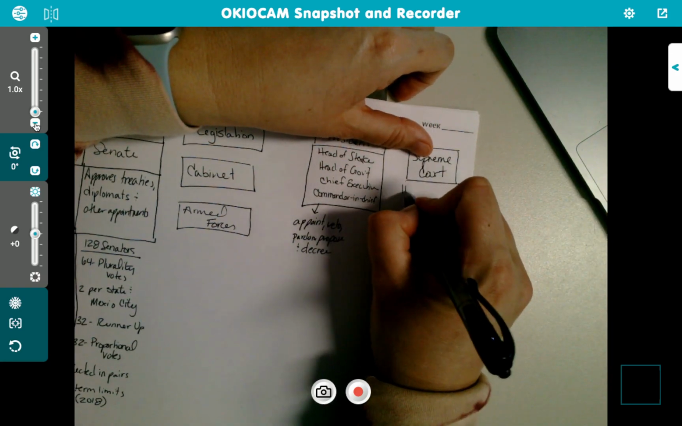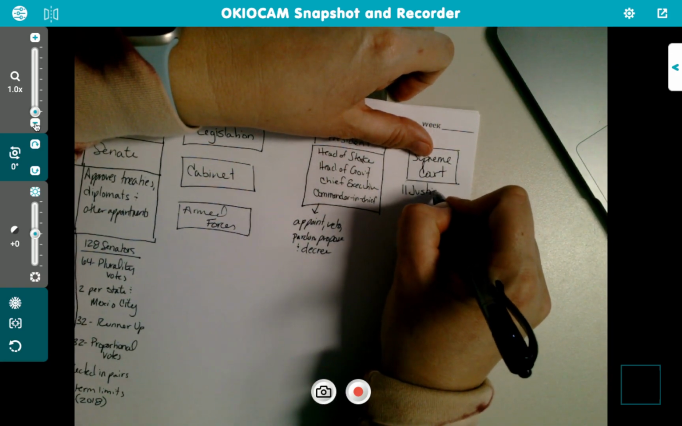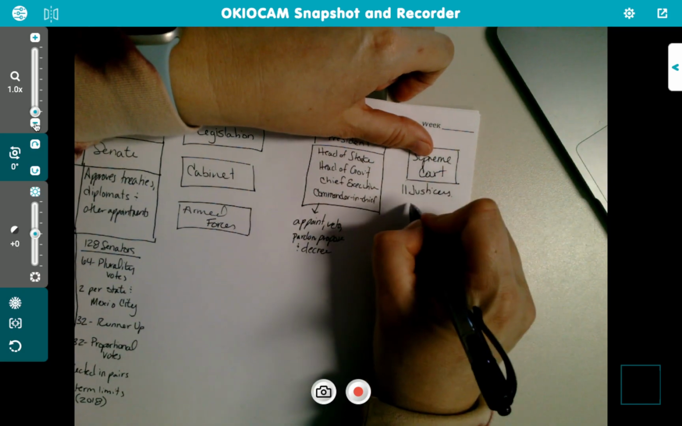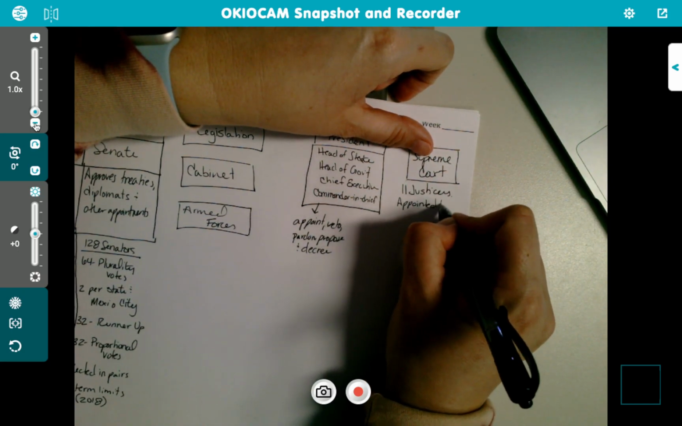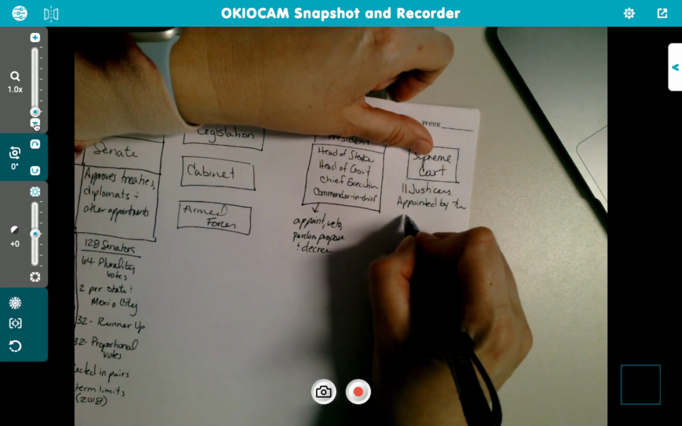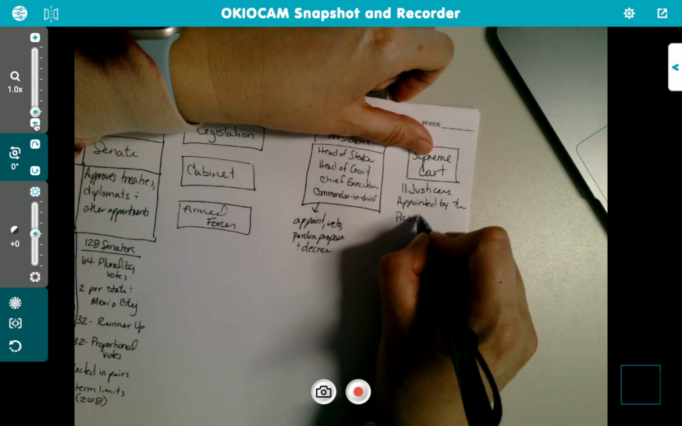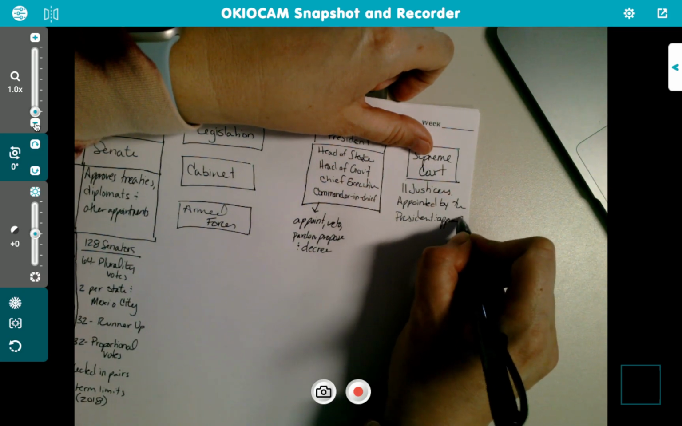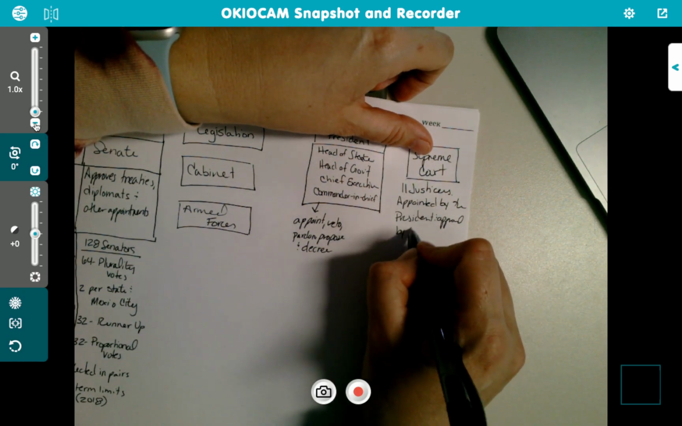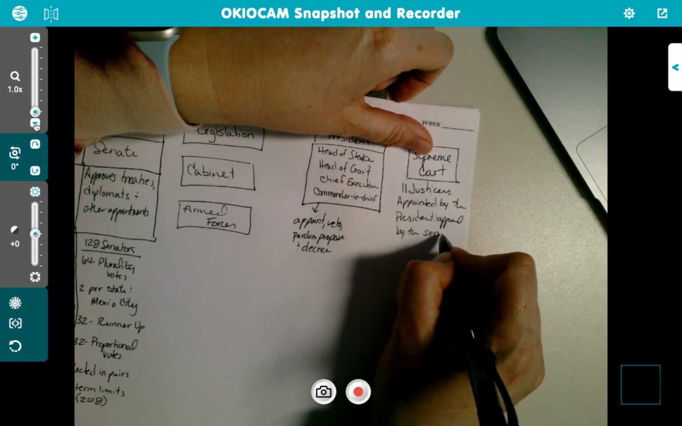Which has 11 justices appointed by the president and approved by the Senate.